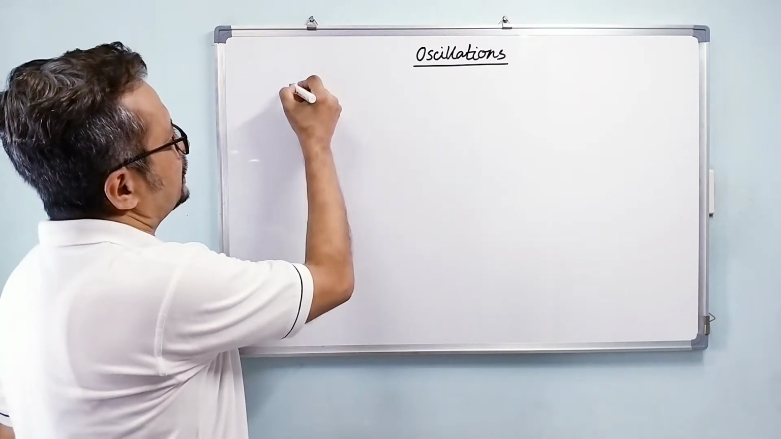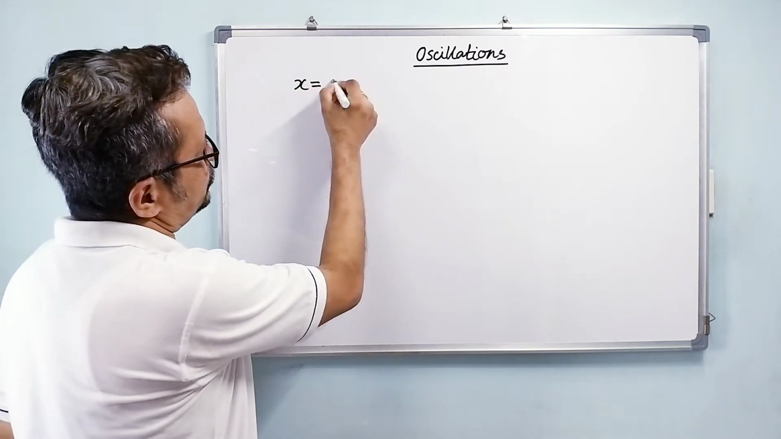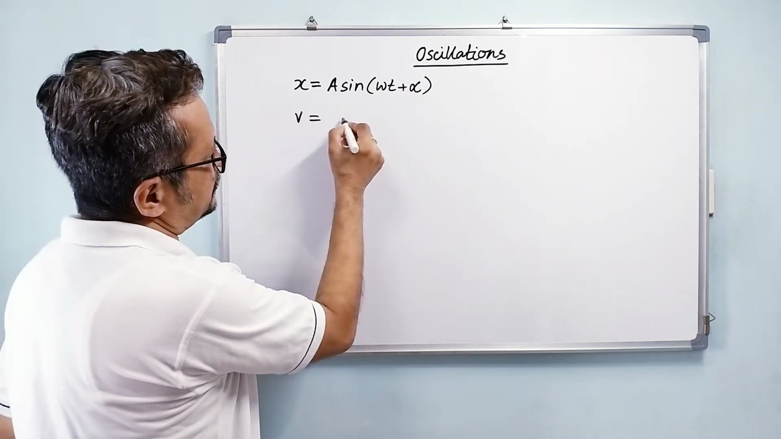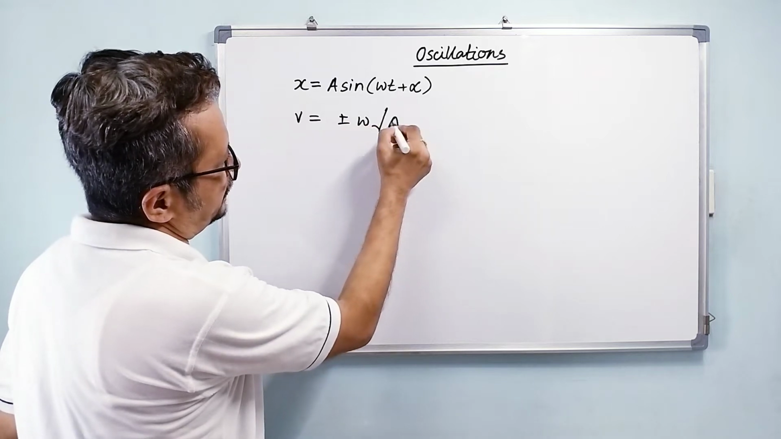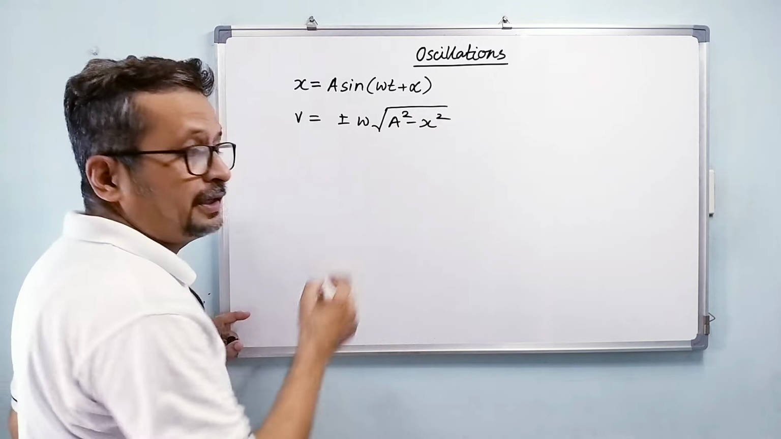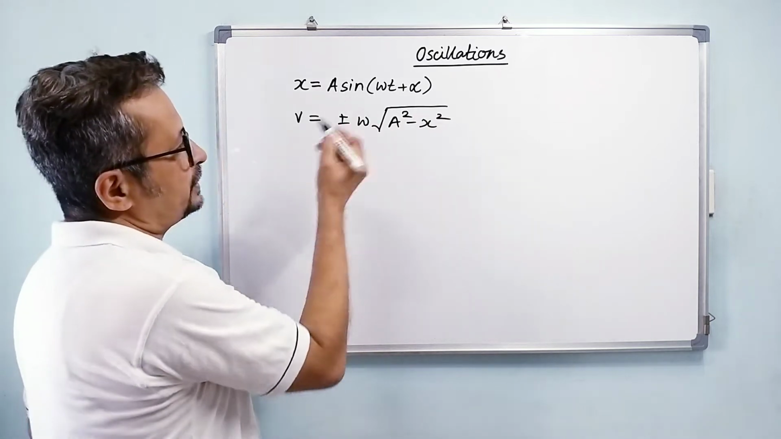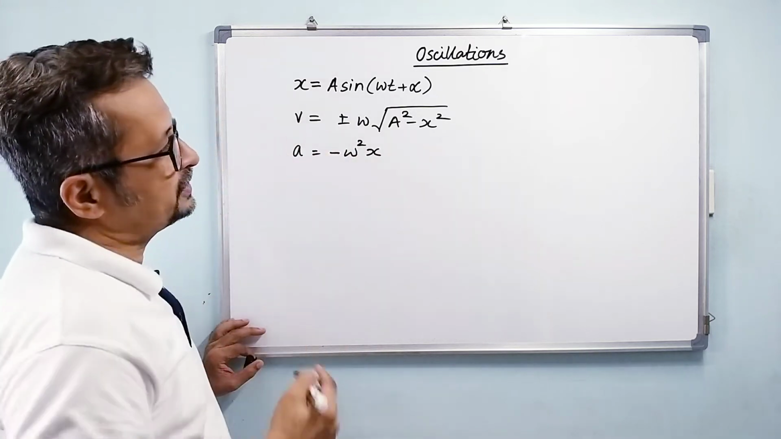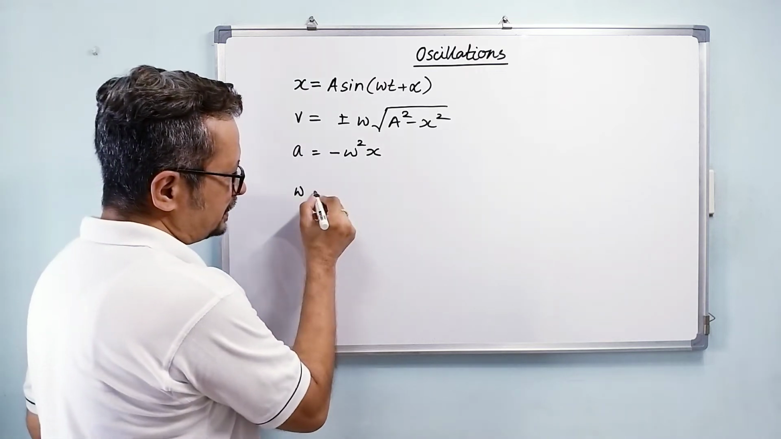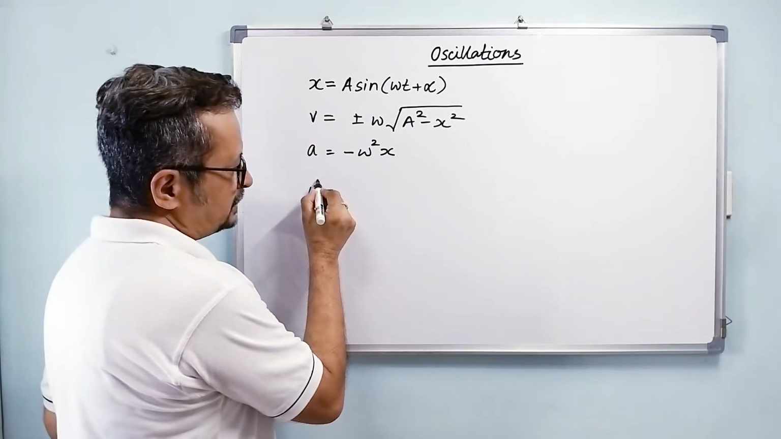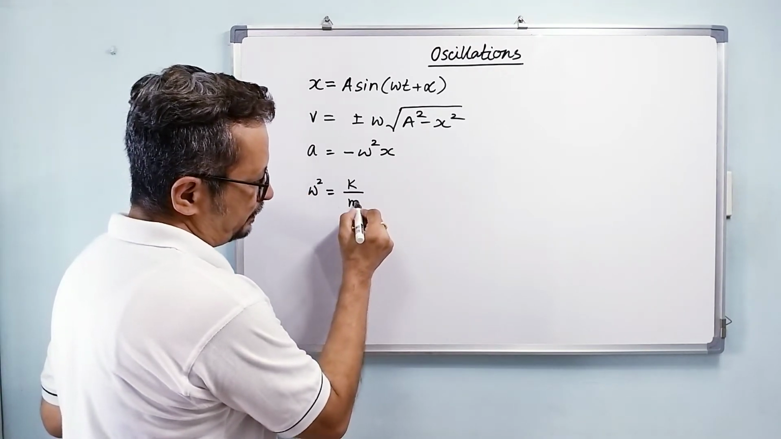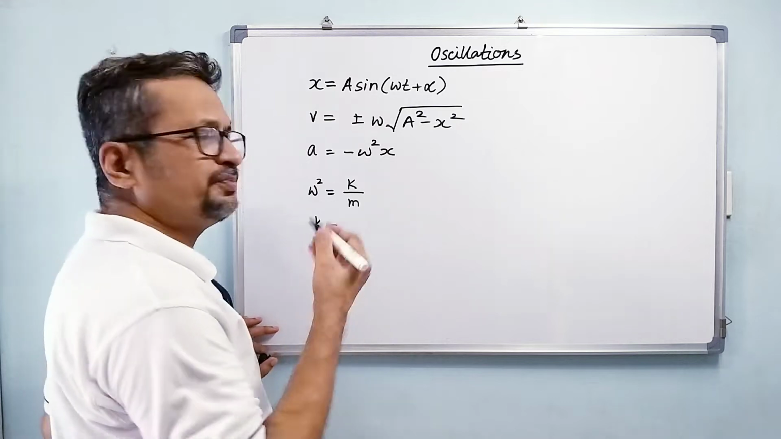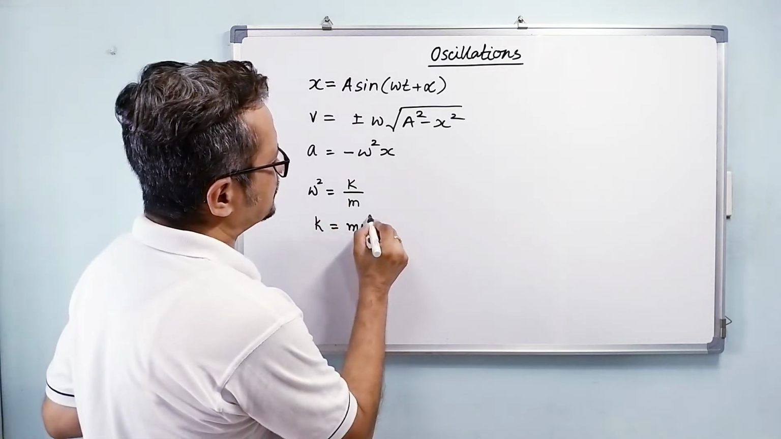Now we have seen that my displacement is equal to A sin(ωt + α), then velocity is plus or minus ω√(A² − x²), where x is your displacement and capital A is the amplitude of motion, v is the velocity, and acceleration is of course −ω²x. Now what is this ω here? ω² is equal to k upon m, so that k, the force constant or spring constant, is mω².